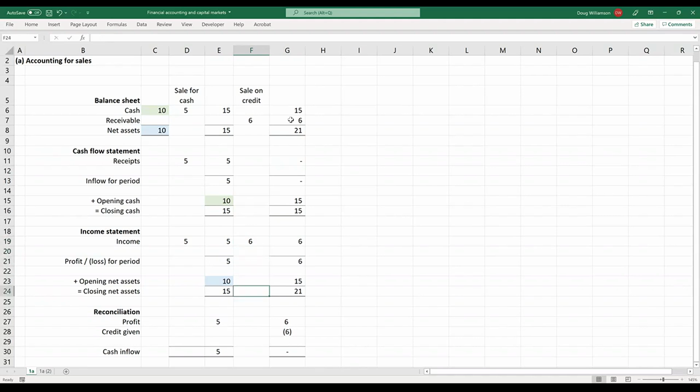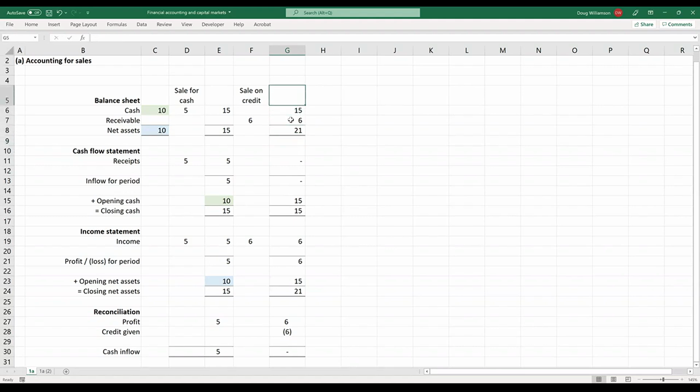So the profit and the cash flow are reconciled by, the difference is explained by, we made sales of 6, but we haven't collected yet. We're giving credit to the customer for that amount.